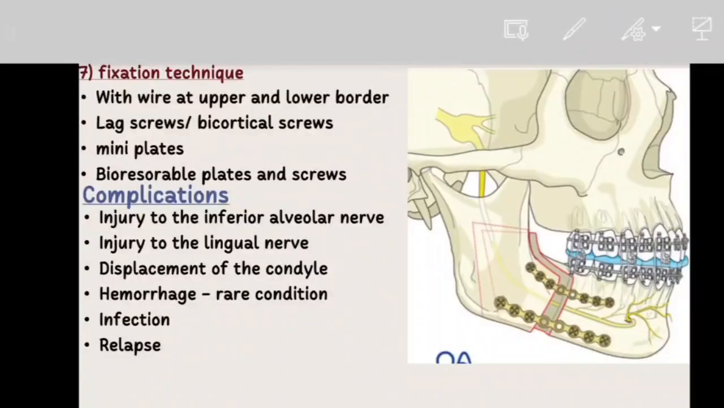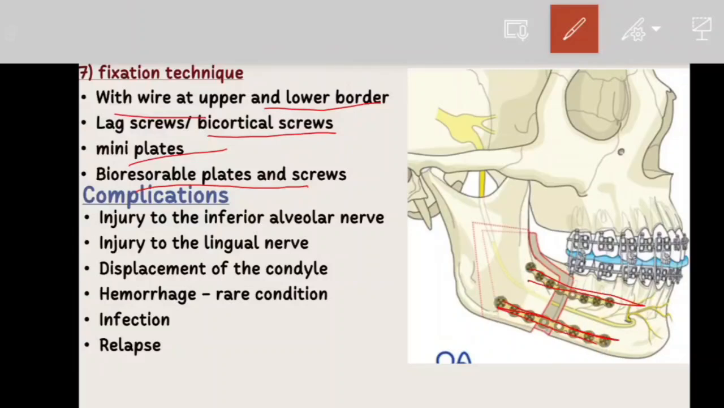Now the next step is the fixation technique. The different fixation methods are wire fixation at the upper and the lower border, lag screw, that is a bicortical screw, mini plate, and bioresorbable plates and screws. You see how the fixation is done.